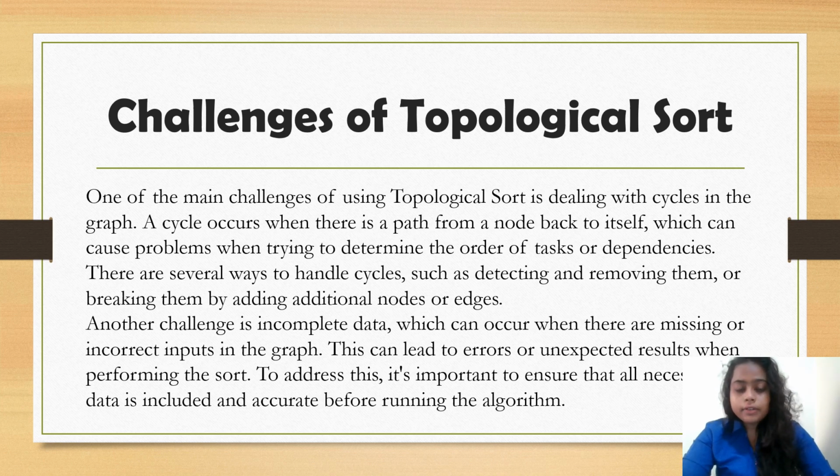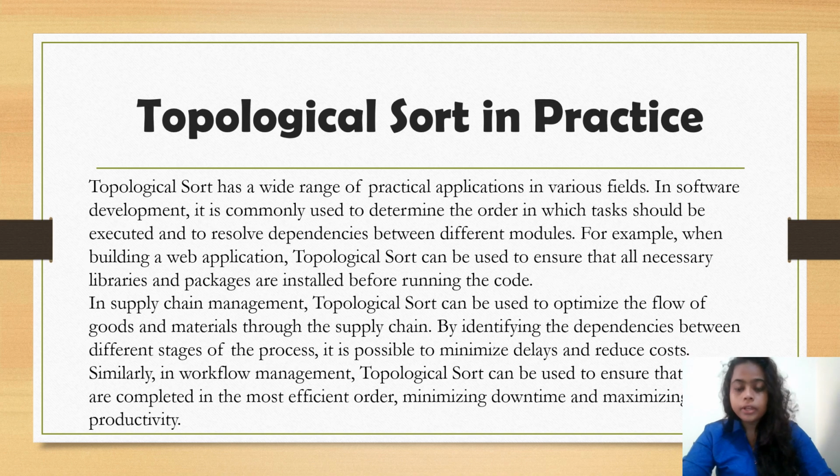There are several ways to handle cycles, such as detecting and removing them or breaking them by adding additional nodes or edges. Another challenge is incomplete data, which can occur when there are missing or incorrect inputs in the graph. This can lead to errors or unexpected results when performing the sort. To address this, it's important to ensure that all necessary data is included and incorrect data is excluded before running the algorithm.